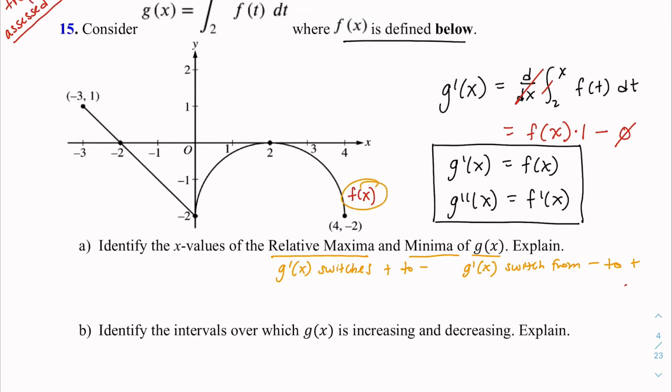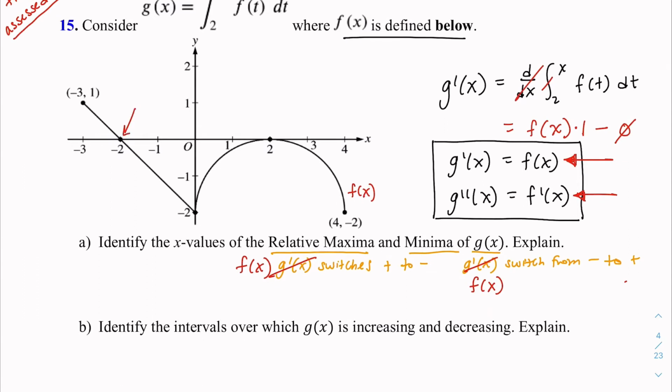And that's how we would normally go about these problems. But this graph isn't g. This graph has nothing to do with g, it's defined as f. So rather than speaking of g prime, it's really just f of x. And so we're interested where f switches from positive to negative. F switches from positive to negative right here at x equals -2. To the left it's positive, and to the right it is negative. So we will say relative max at x equals -2.